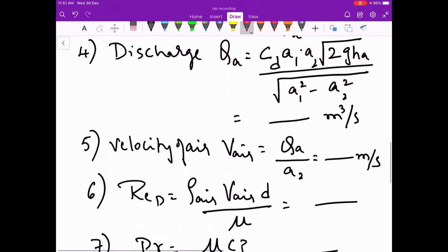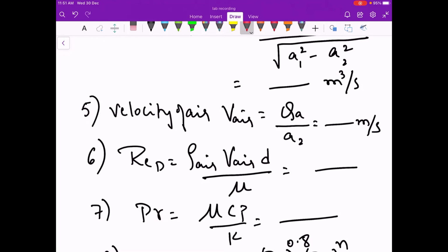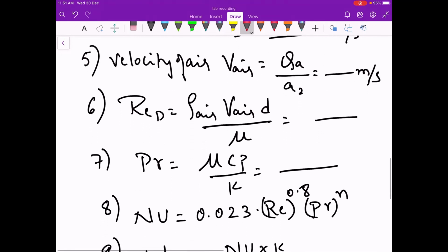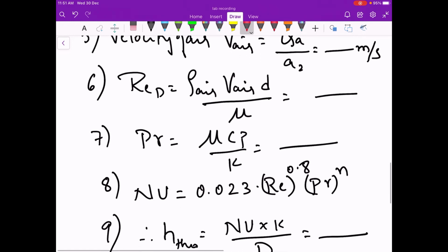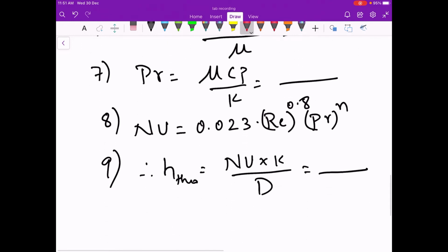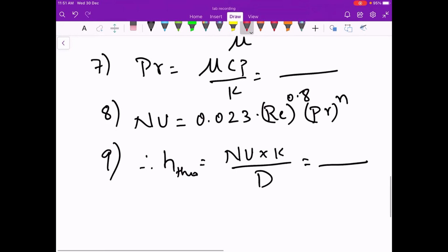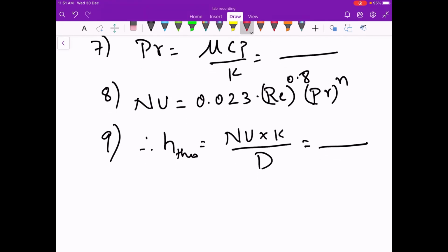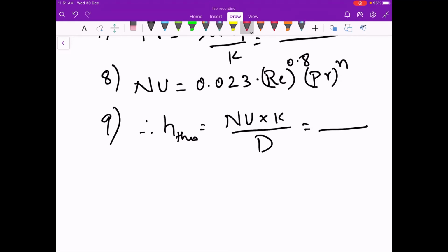You can see the formula. Velocity of the air is equal to the discharge divided by the exit area. Then you can calculate the Reynolds number, then the Prandtl number. Then you put them into the equation Nu equals 0.023 times Re to the power 0.8 times Prandtl number to the power n. Then theoretically you can calculate h as Nu times k divided by D. Like this you have to do it for all the readings. Are you able to understand? You have to do it for all the readings.